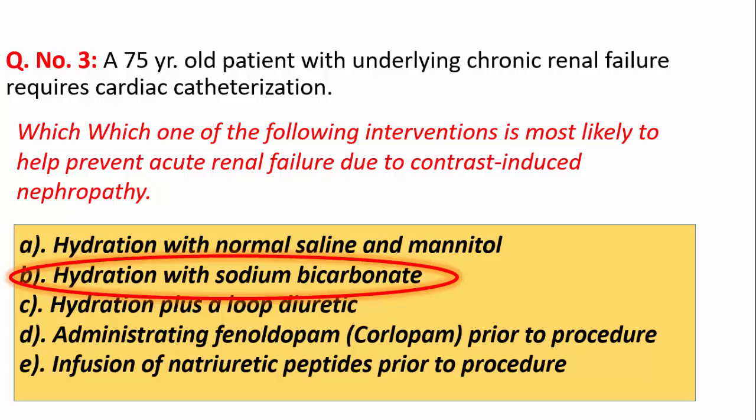Also, there is no use of natriuretic peptides in preventing acute renal failure. Also, administering fenoldopam doesn't help much, and neither does hydration plus a loop diuretic. Adding a loop diuretic to fluids was not effective and may actually increase the possibility of acute renal failure compared to fluids alone.